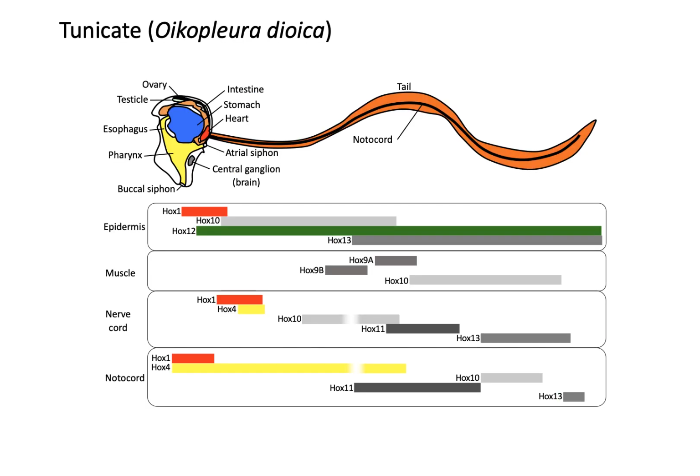Here's a very simple chordate. That is, it has a notochord, and we have a notochord too, so we're chordates. But this is a very simple one, a very early tunicate called Oikopleura.